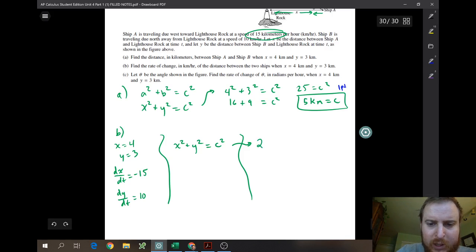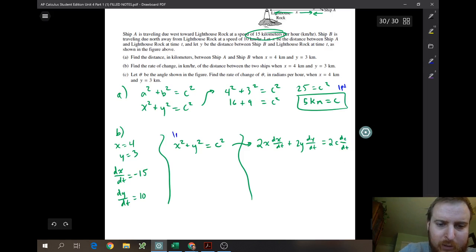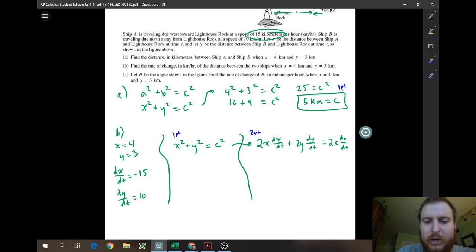So we take the derivative, we get 2x dx/dt plus 2y dy/dt equals 2c dc/dt. And this was a really, really pretty easy question to get a bunch of points on because they gave you 1 point for the equation here, and they gave you 2 points for this derivative. Now, you could not get 2 points if you don't have the dx/dt, dy/dt, dc/dt. You would lose all those points.